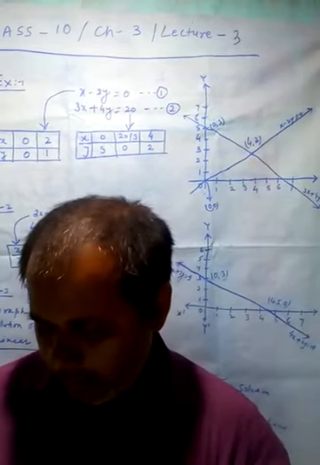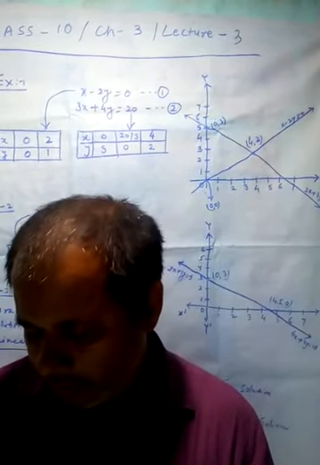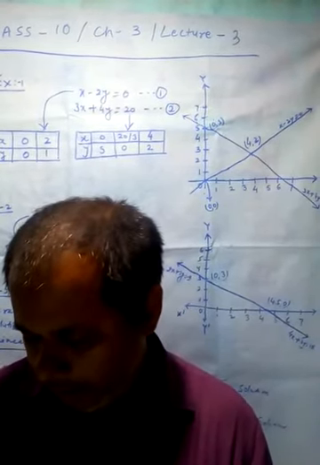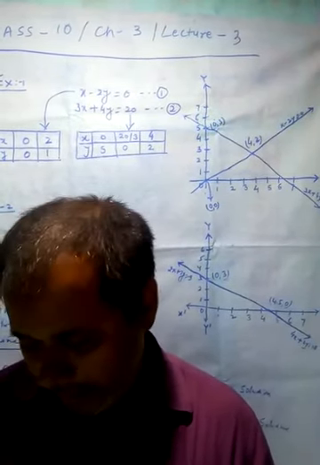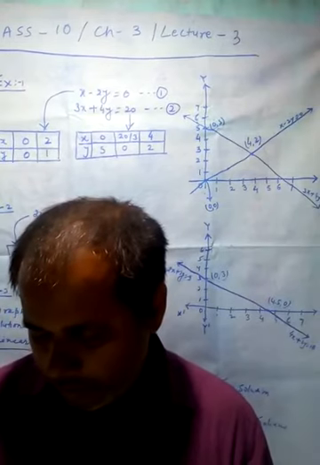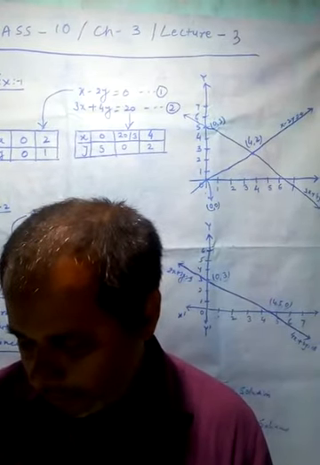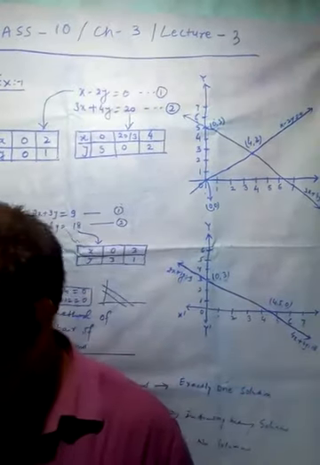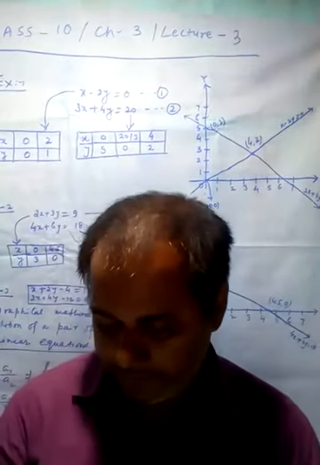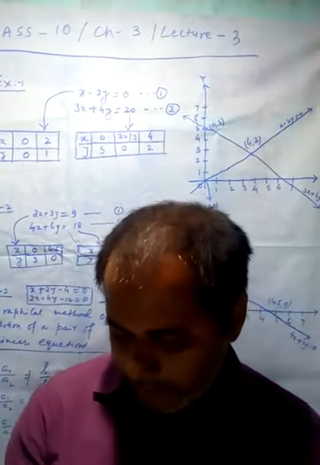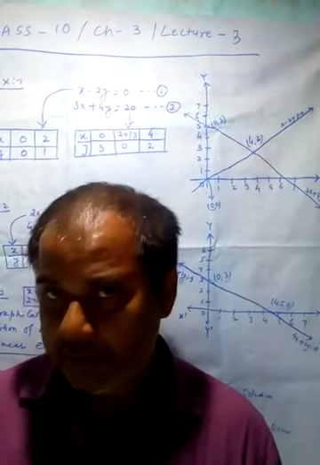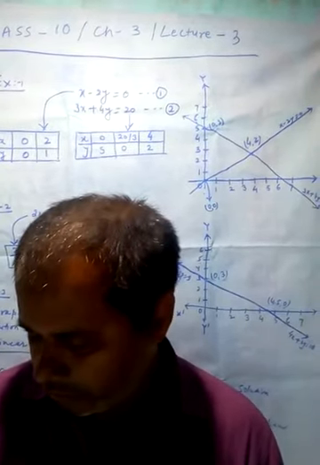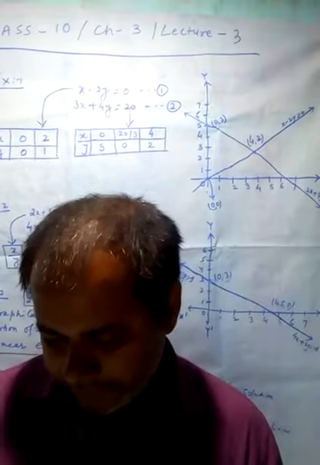Number 1, x minus 2y is equal to 0 and 3x plus 4y minus 20 is equal to 0. The lines intersect. Number 2, 2x plus 3y minus 9 is equal to 0 and 4x plus 6y minus 18 is equal to 0. The lines coincide. Number 3, x plus 2y minus 4 is equal to 0 and 2x plus 4y minus 12 is equal to 0. The lines are parallel.